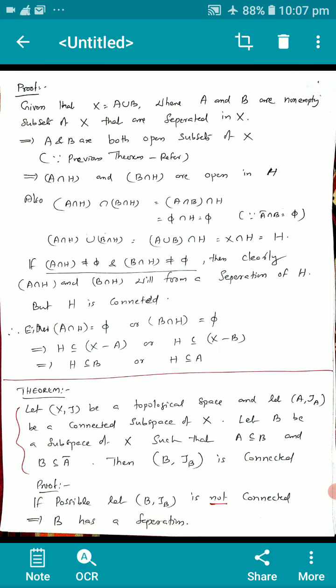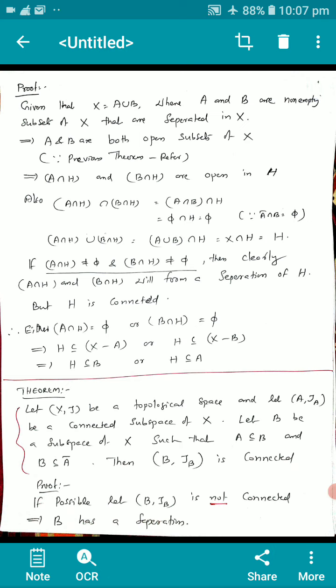Coming to the next theorem. Statement: let X be a topological space and let (A, tau_A) be a connected subspace of X. Let B be a subset of X such that A is a subset of B and B is a subset of the closure of A. Then the space (B, tau_B) is connected. We can discuss the proof of it. That is, if possible, let (B, tau_B) be not connected. You argue like that and arrive at a contradiction.